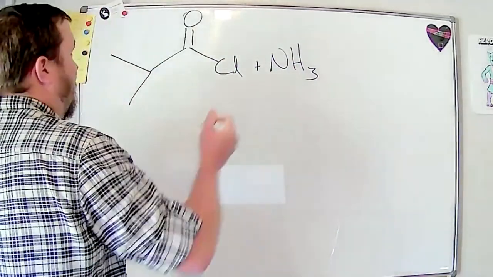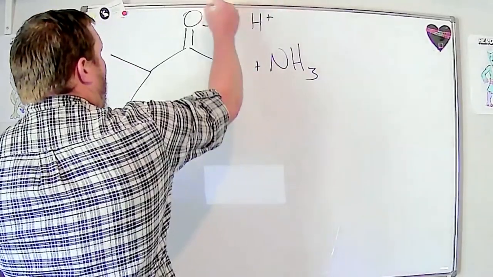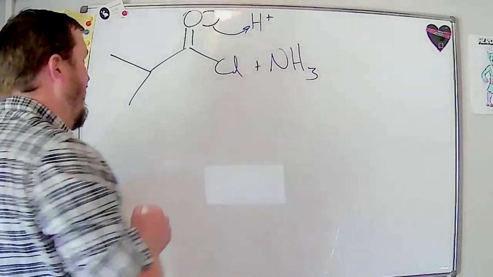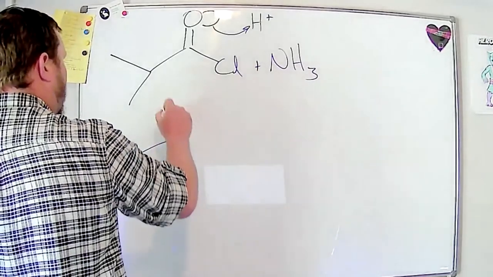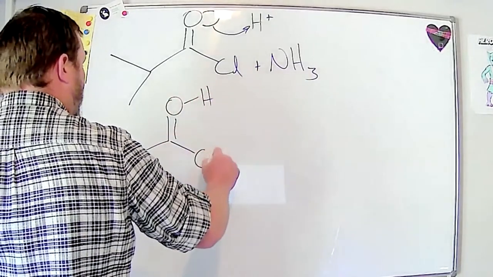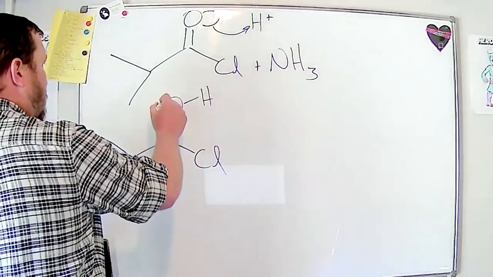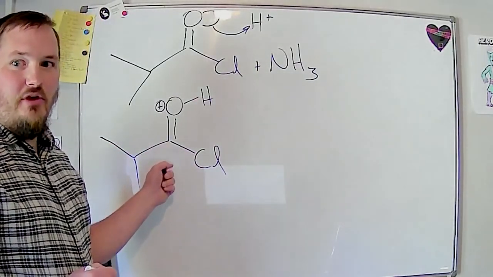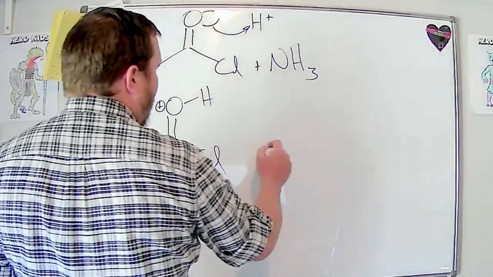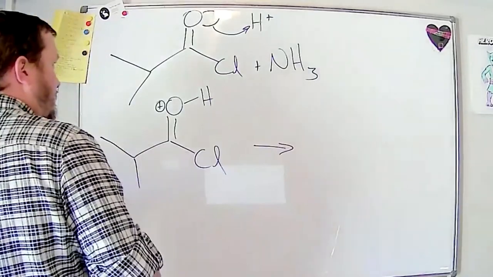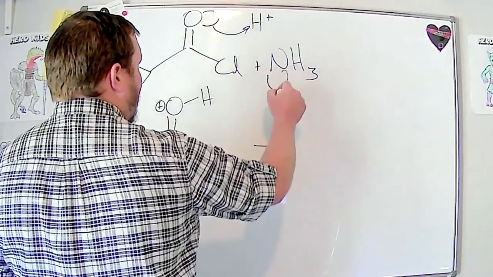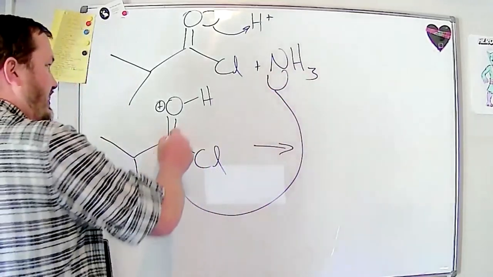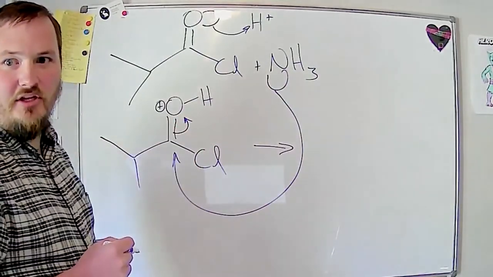So our first step has to be our carbonyl oxygen grabs a proton, gets protonated. Now, instead of making something with a negative charge, when we break that, we go from a positive charge to neutral, which is allowed under acidic conditions. So then the next step would be our nucleophile can come in and the carbonyl bond can break.